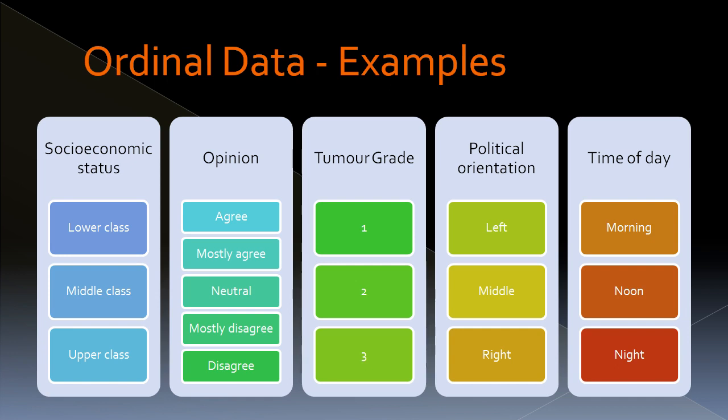Opinion: agree, mostly agree, neutral, and so on. I'm sure you've seen all of these before. Tumour grade: these ones are numbered 1, 2 and 3, but they don't have to be numbered. They can be something else. Political orientation: left, middle, right. Time of day: morning, noon, night. All of these have got a progression, but the measurement difference between each of the categories is not the same.